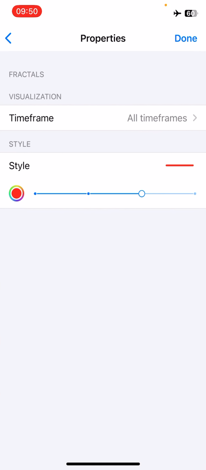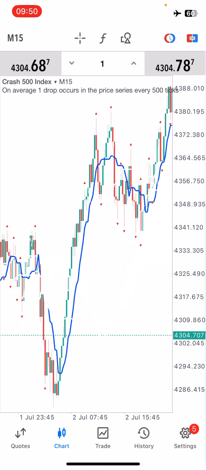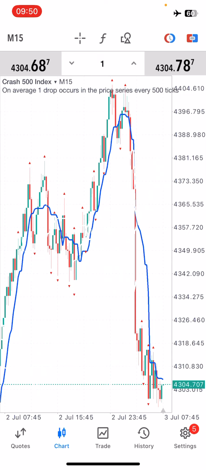I'm going to set them to the color red, and I'm going to click done. And as you can see, we now have those arrows that are pointing up or down. Okay, I'll explain later on in this video how you're going to use them. Next, we want to install our indicator window 1.